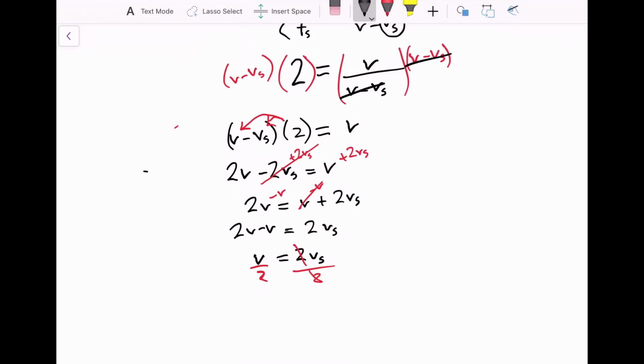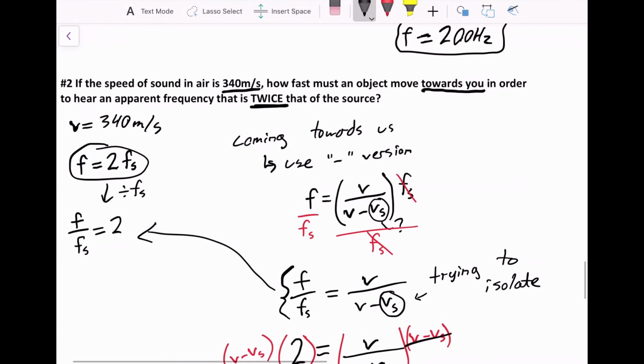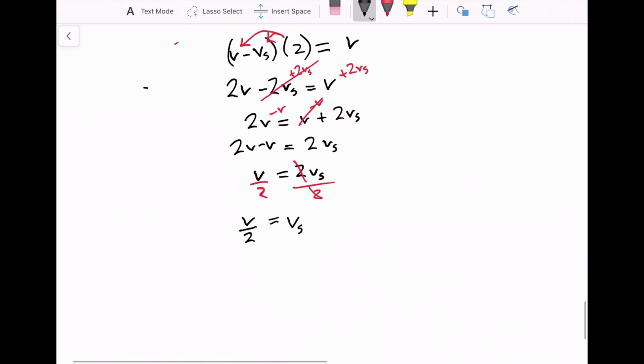And so finally, we see that the speed of the source is equal to the speed of sound divided by 2. So if we look back at what our speed of sound was, it was 340 meters per second. So Vs is equal to 340 meters per second divided by 2. The speed of the source, in order for the frequency to be doubled here, is going to be 170 meters per second.